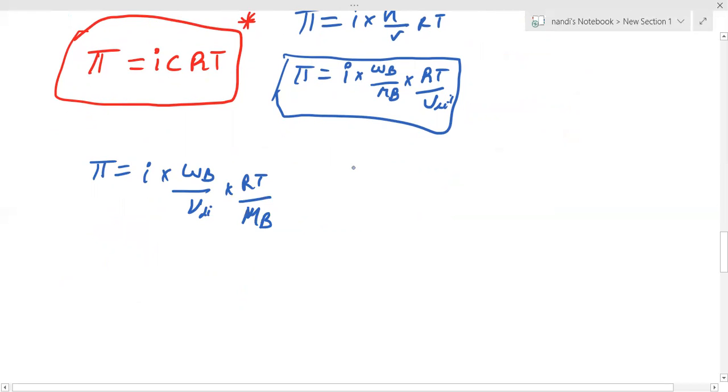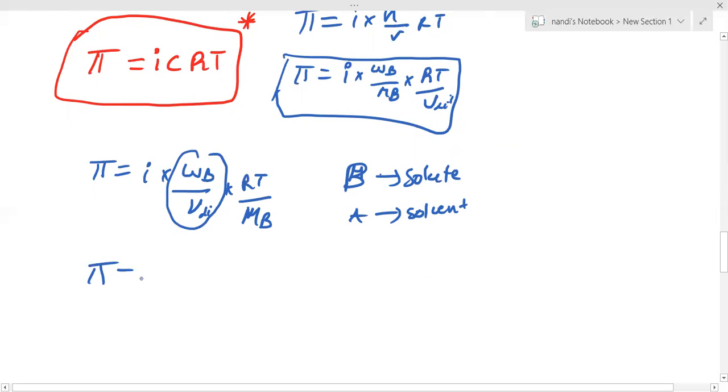B is the solute. If A is the solvent, here the solvent is water. So W by V in liters is nothing but the strength of solution. So pi equal to i into strength of solution into RT by the molecular weight of the solute. This is in terms of strength of solution.